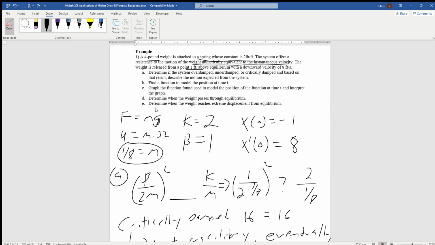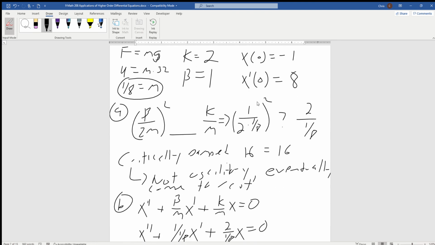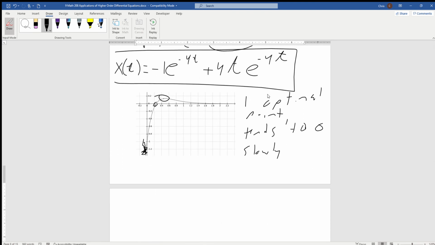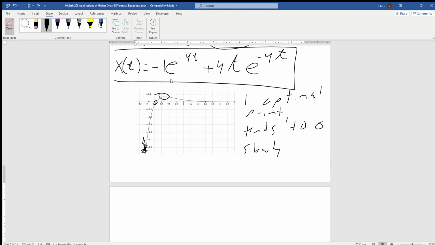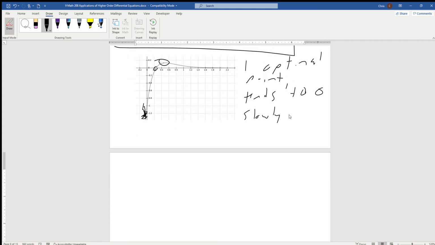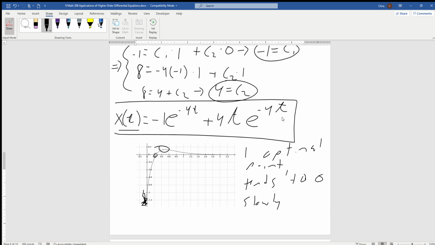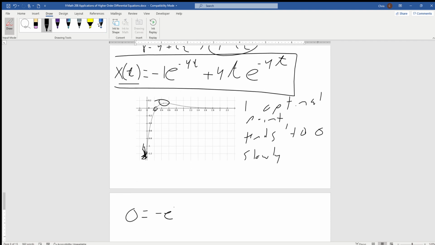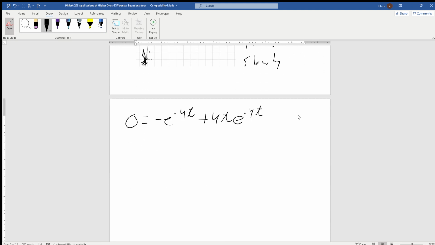The other two questions: determine when the weight passes through equilibrium. Well, the weight passes through equilibrium when the position is equal to 0. So equilibrium is right here. So we're just going to set this equal to 0. So we're going to say 0 equals minus e to the minus 4t plus 4t e to the minus 4t. And then we can factor out, and this is part D by the way, we could easily factor out an e to the minus 4t to solve this.